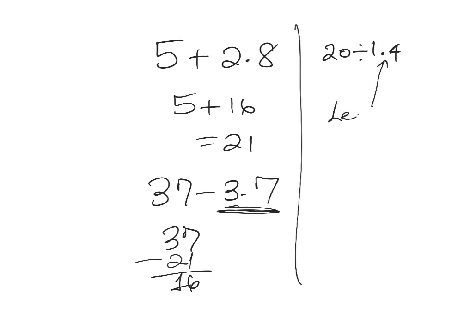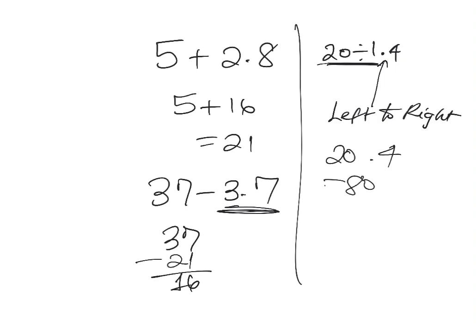Remember, you go from left to right for multiplication and division. And so that becomes 20 times 4, because 20 divided by 1 is just 20. And so now we have the answer being 80. So that's another example for you to look at. Let us move on to number 24.